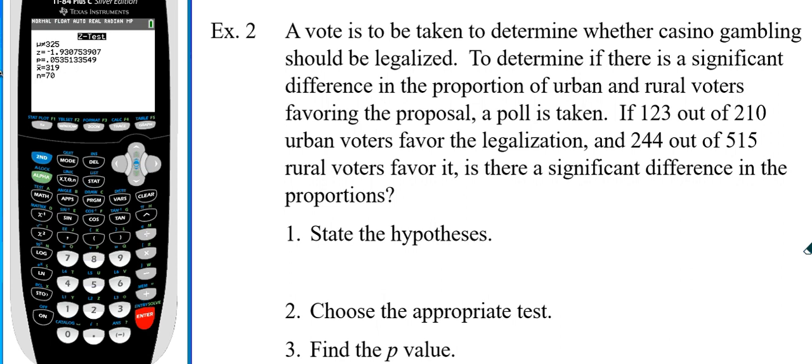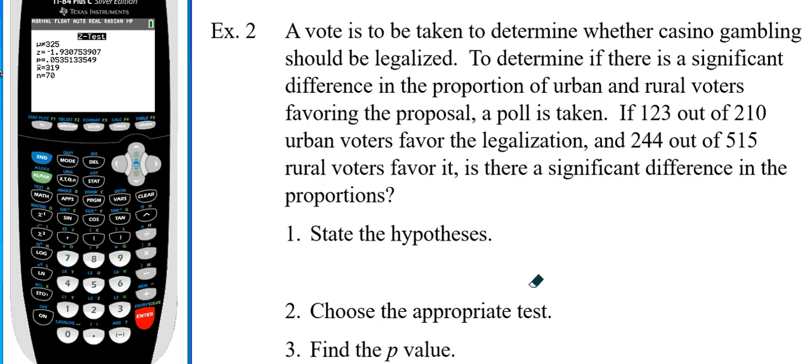Back to the problem. So we're taking this vote, and we want to know, is there a difference in the proportion of urban and rural voters who favor the proposal? So we ask a bunch of people who live in the city, urban voters, and a bunch of people who live in the country, rural voters. So here's what we find. 123 out of 210 urban voters said yes, we favor this. 244 out of 515 rural voters said yes, we favor this. Is there a difference in these proportions?